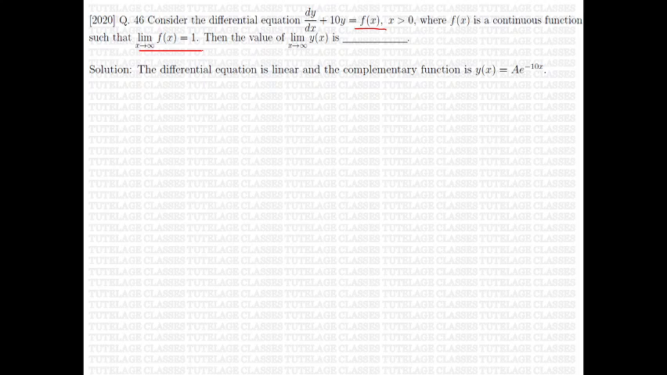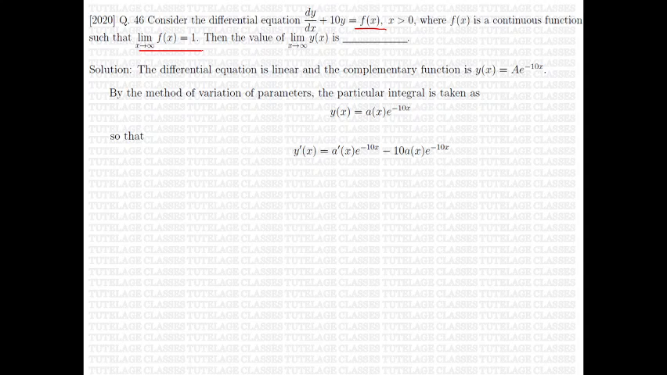Let us proceed. The differential equation is linear and the complementary function is y(x) is equal to a e power minus 10x, where a is a constant. We apply the method of variation of parameters. We will take the particular integral as y(x) equal to a(x) e power minus 10x, where small a(x) is a function of x.